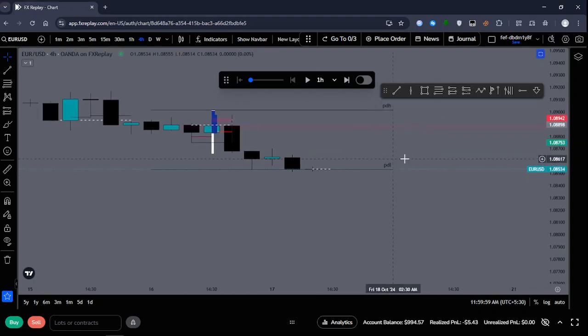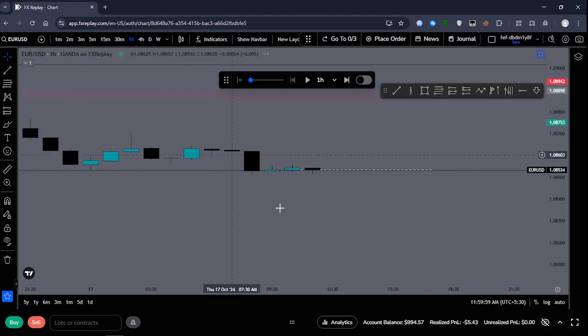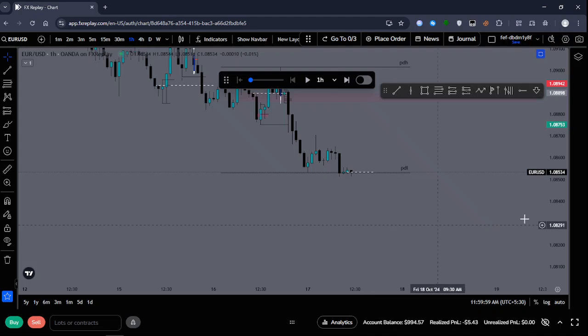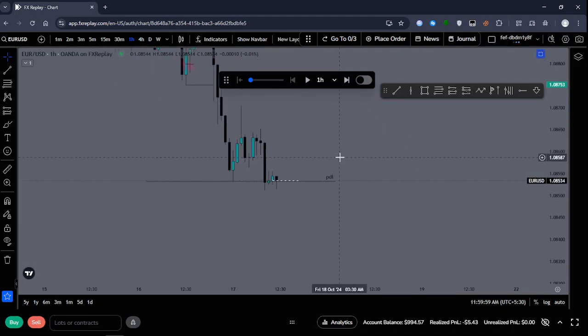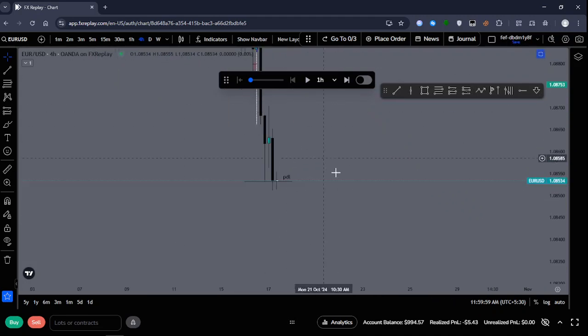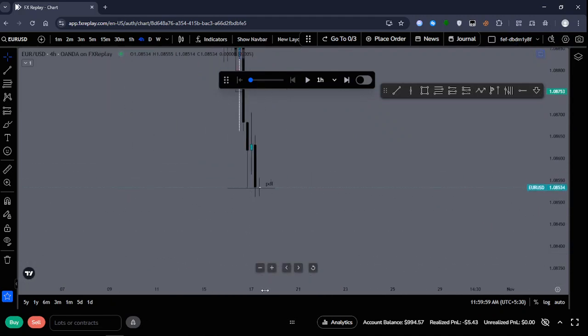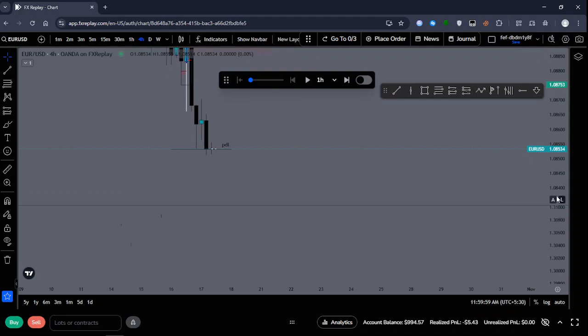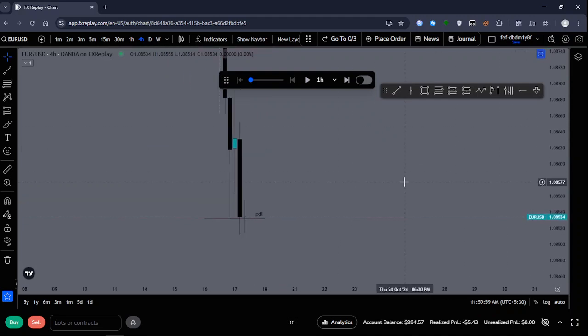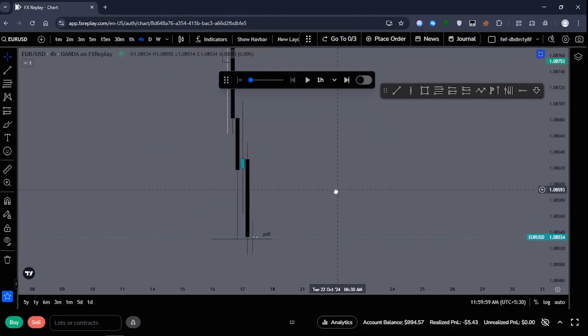Daily high, daily low going into the day, and the midnight opening price as well. The previous daily low is a 4-hour low as well. So we're sweeping a 4-hour low, and most likely this is the candle that opened.